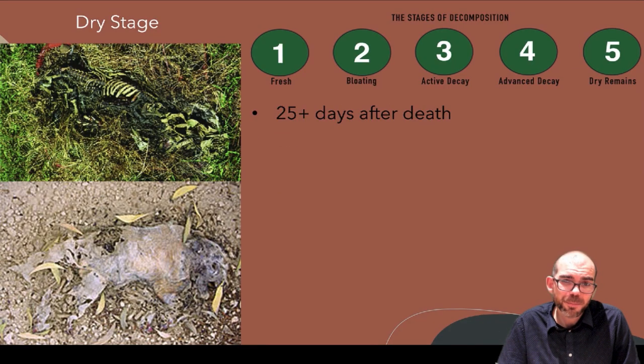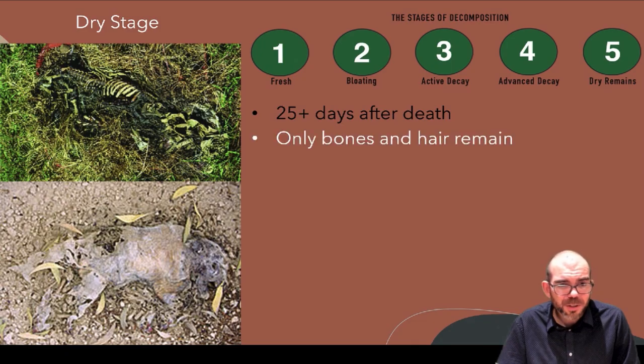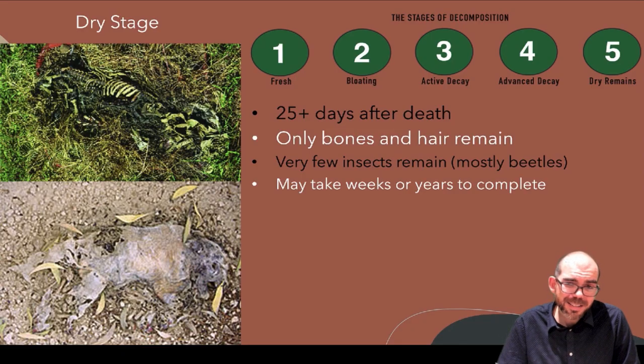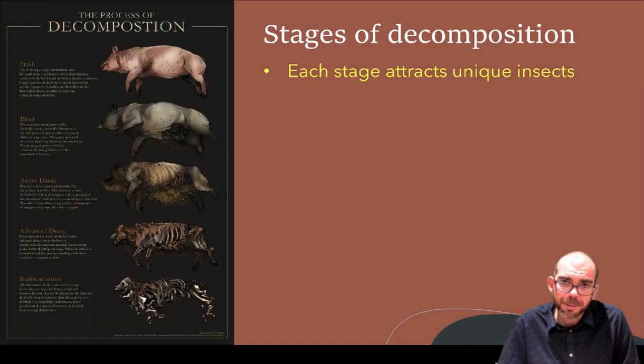This is 25 plus days after death. At this point, only bones and hair remain, so there are very few insects. There isn't much for them in way of a meal. And this phase can take weeks or years depending on the environmental conditions the body is in. It all depends on the climate.